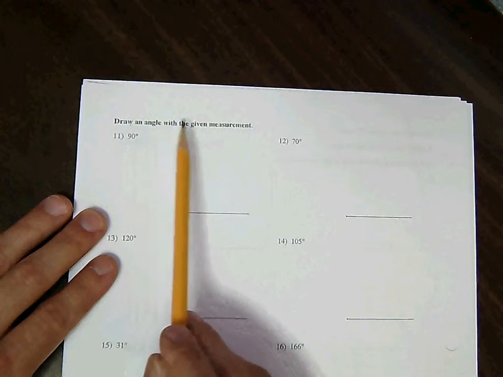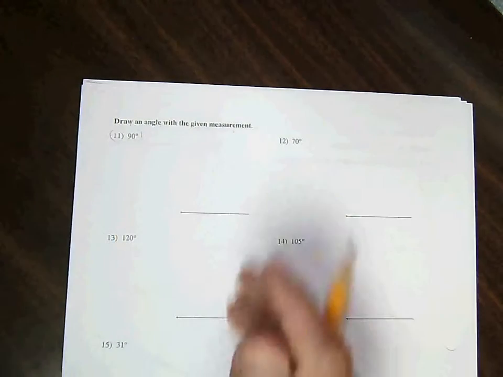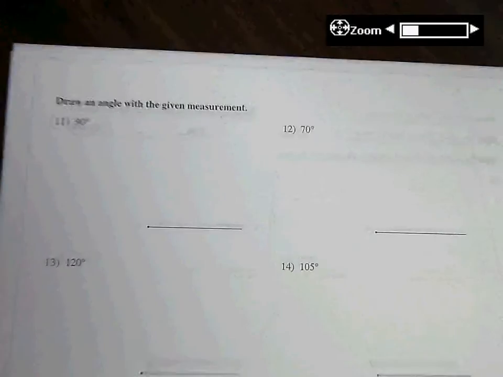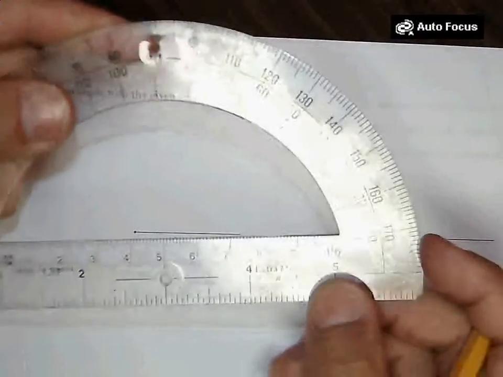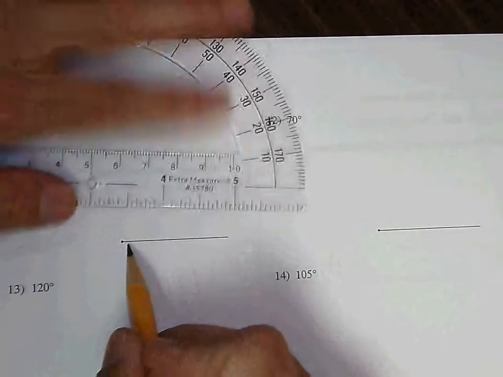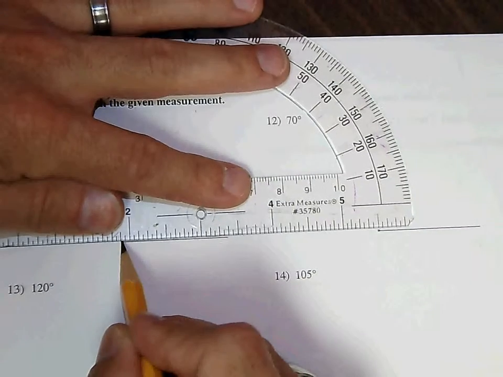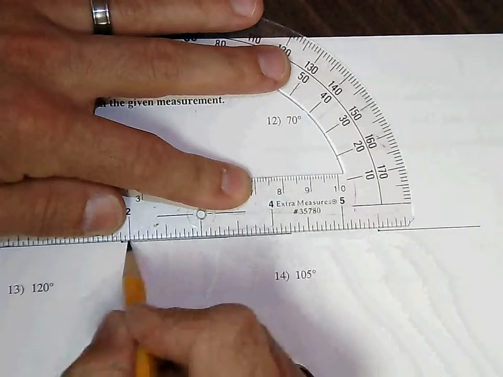The second part of the worksheet, if you flip it over, is you're actually going to draw an angle with the given measurement. So, for example, number 11, we want to draw a 90-degree angle. Okay? And so what we're going to do is we're going to use this protractor again to draw a 90-degree angle. Again, you have to make this line longer, or else it's not going to line up very well. So just make it a little bit longer.